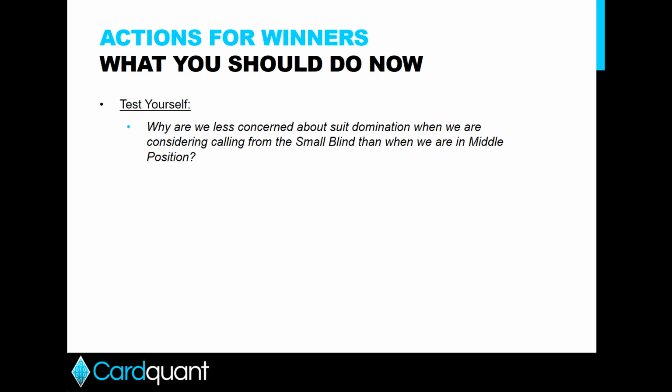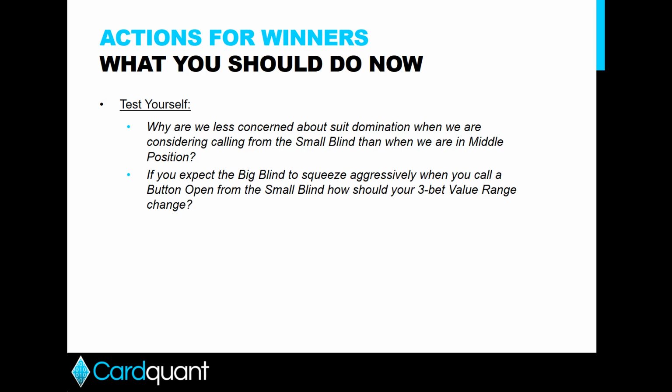The first one is, why are we less concerned about suit domination when we are considering calling from the small blind than when we are in middle position? And the second question is, if you expect the big blind to squeeze aggressively when you call a button open from the small blind, how should your 3-bet value range change? You can answer both of those questions using the material in this lecture.